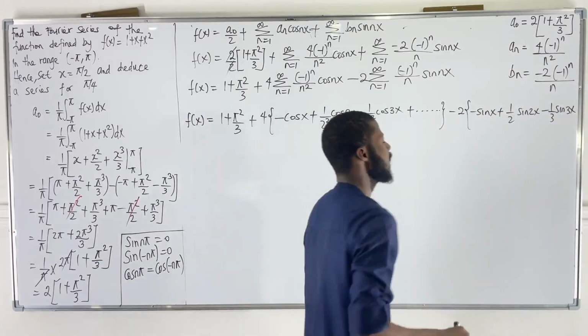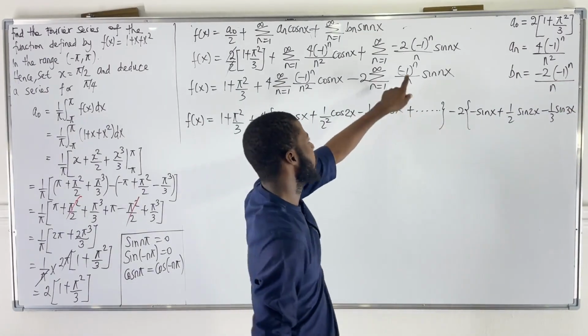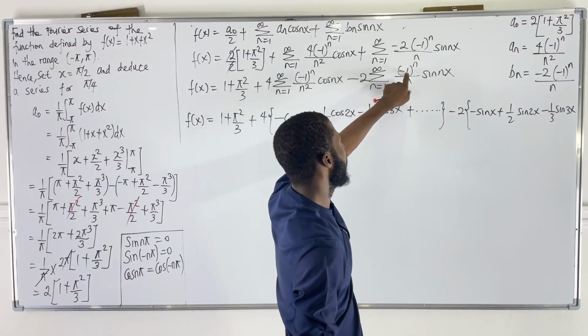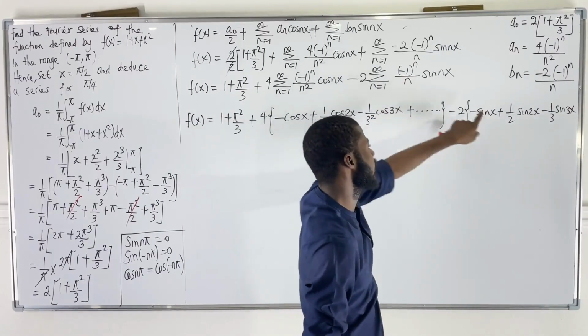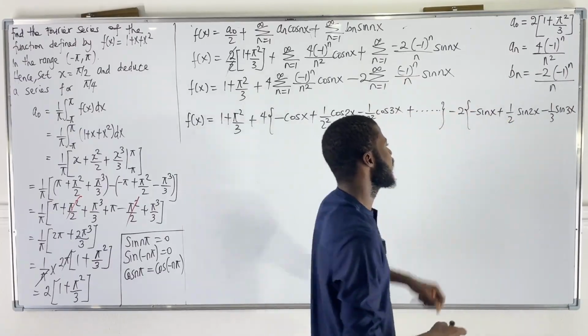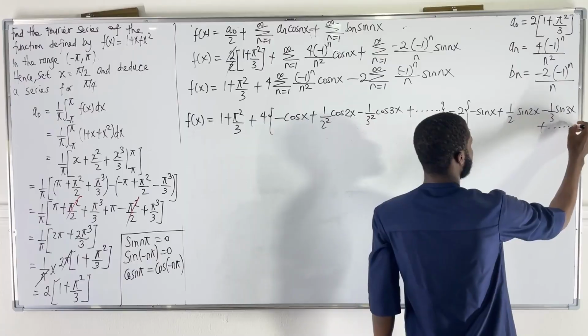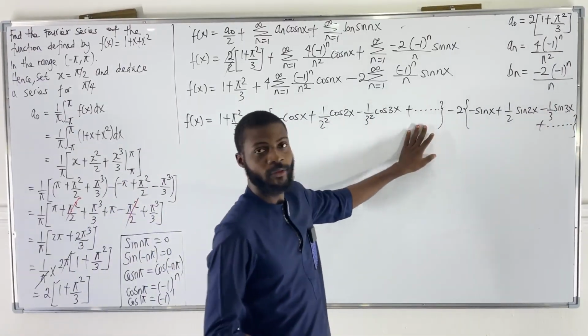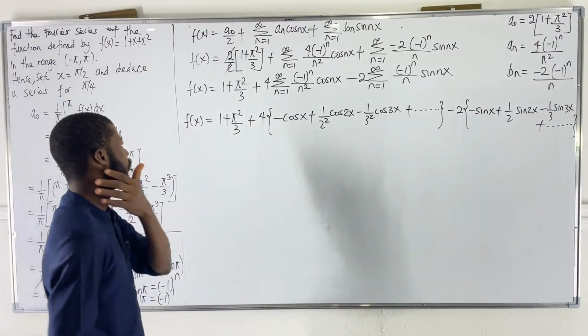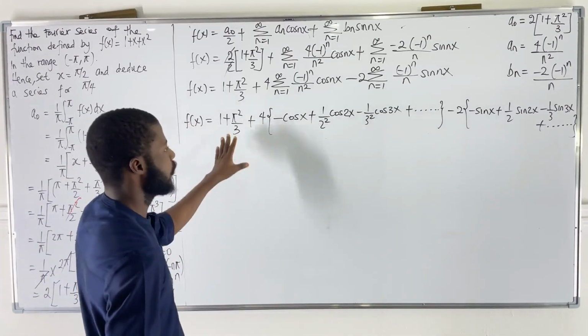Let me explain that last part. I said minus 1 over 3 because when n is equal to 3, minus 1 to the power of 3 is minus 1. Over your n is 3, so over 3 sine 3x. And you can't really get to infinity, so you end it there. So this right here will be the Fourier series of the function. So this is what we have as the Fourier series.